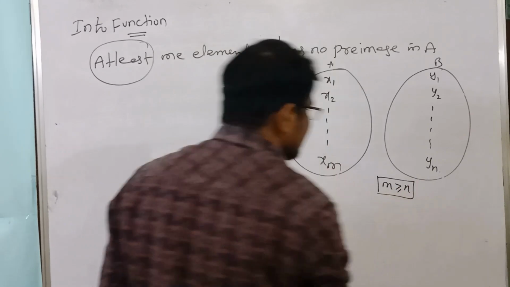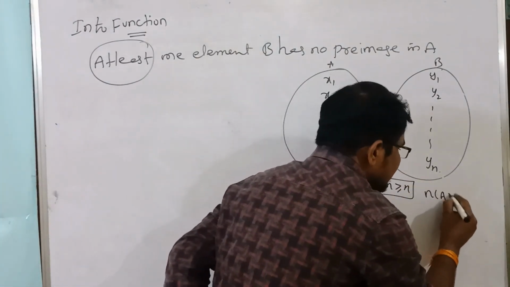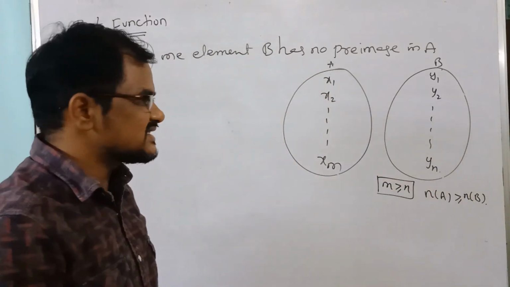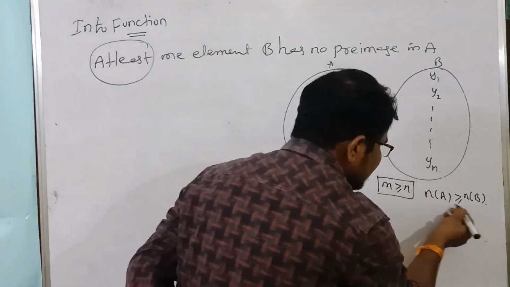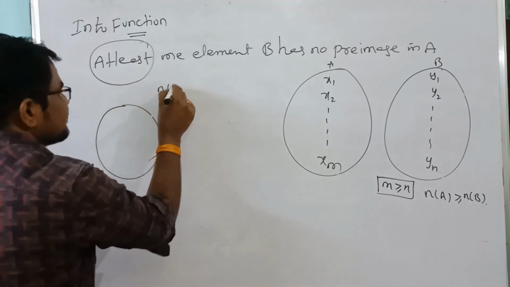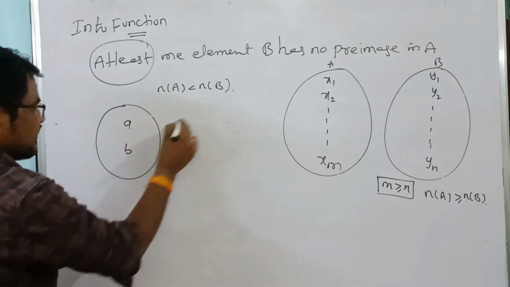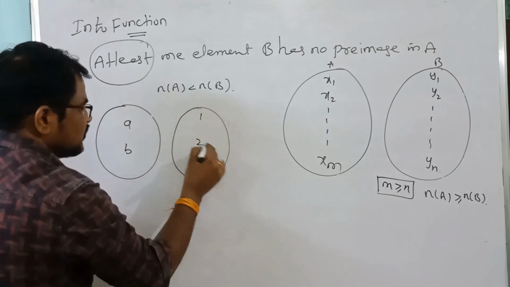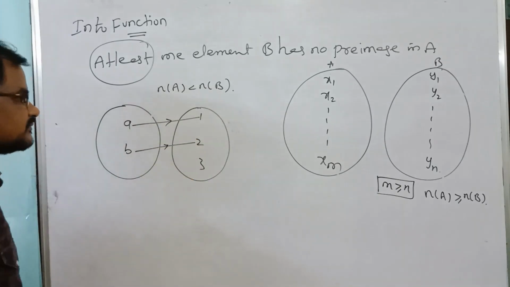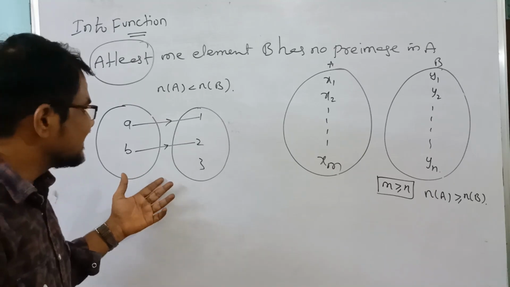If you take n(A) ≥ n(B), then only onto functions exist. That means the number of elements in A is greater than or equal to the number of elements in B. Suppose n(A) < n(B), how to get onto functions? If you take A with, say, one element and B with 1, 2, 3, and map like this, is it an onto function? No.